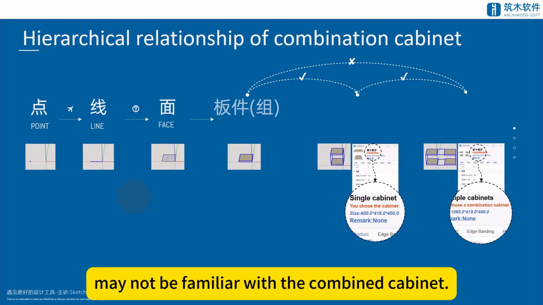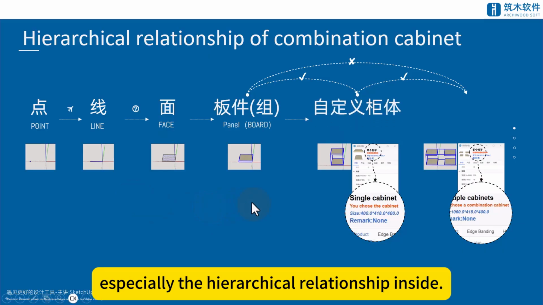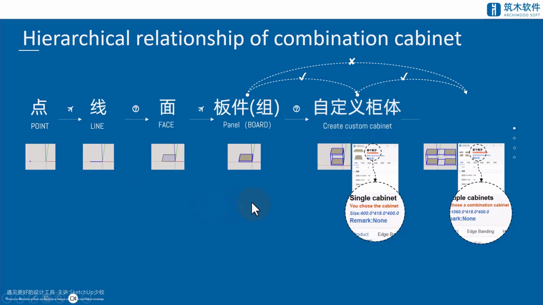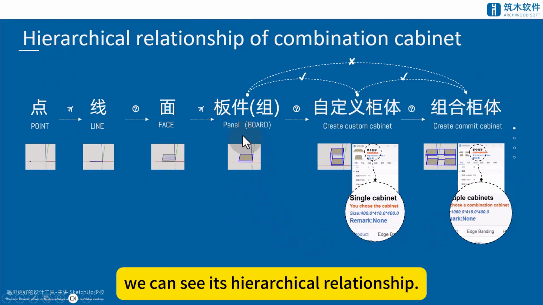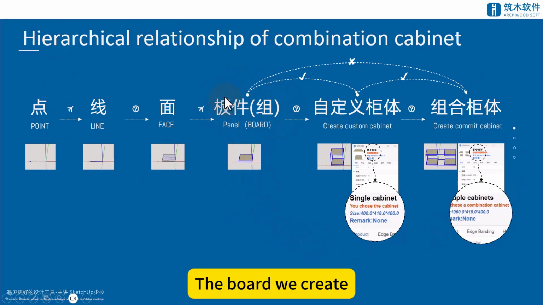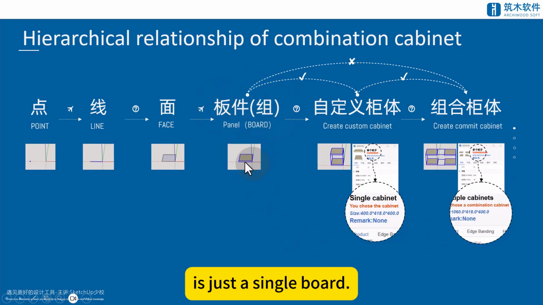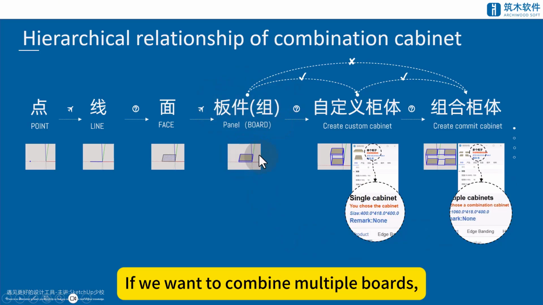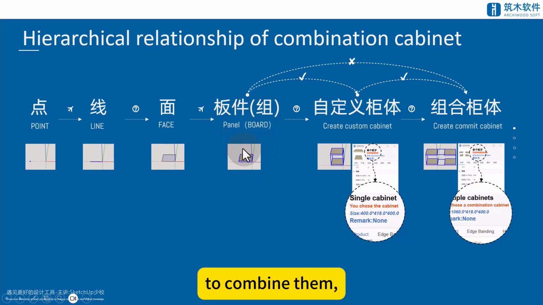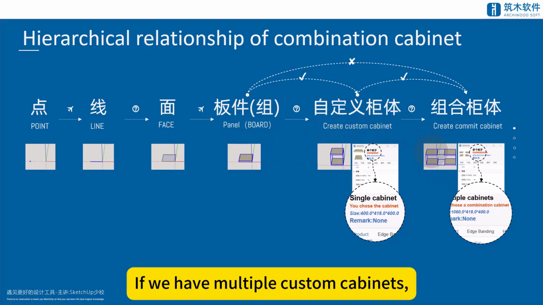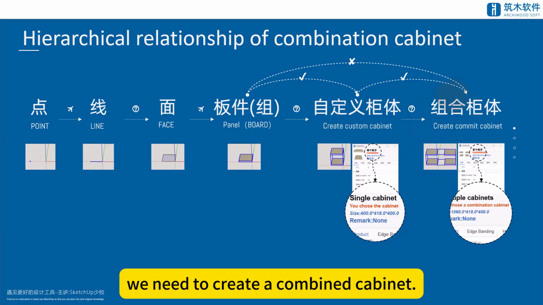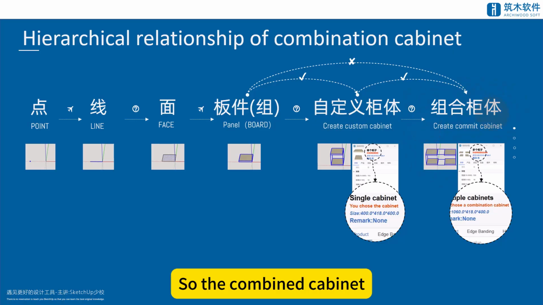For users who are just starting to learn to build with ArchiWood, they may not be familiar with the combined cabinet, especially the hierarchical relationship inside. Through this PPT, on this page, we can see its hierarchical relationship. The board we create is just a single board. If we want to combine multiple boards, at this time we need to use custom cabinets. If we have multiple custom cabinets, we need to create a combined cabinet. So, the combined cabinet is the last level.